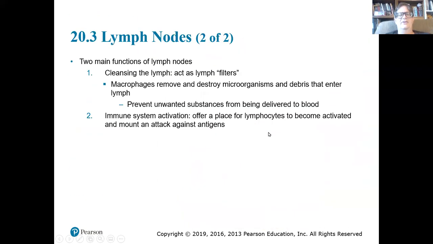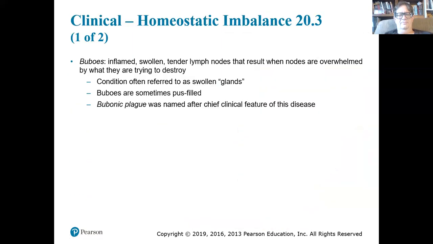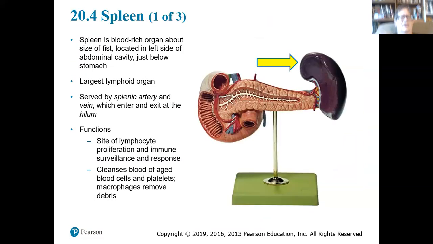That spleen is a super important lymph organ. Okay. So blood rich, has tons of blood vessels. I would like to say has a maze of twisty little capillaries all alike. It's about the size of a fist. Left abdominal cavity below the stomach. It is your biggest lymph organ. It has the splenic artery that delivers it blood, and a splenic vein which draws the blood away.